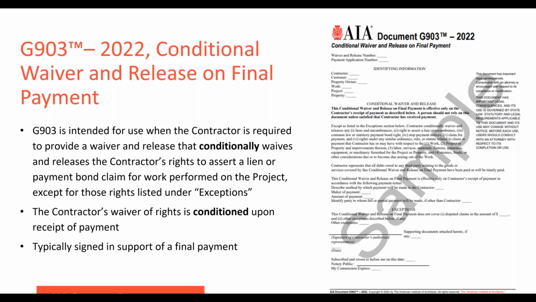And on this form, a contractor's waiver of rights is conditioned upon the receipt of final payment as it's specifically described in the form. So similar to that G901 that I was mentioning earlier, the form contains prompts for the user to complete a description of the payment method, the maker and amount of the payment, and the party who is going to be receiving the payment if it's other than the contractor.